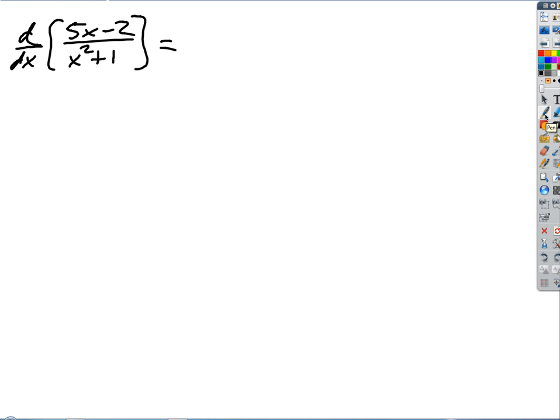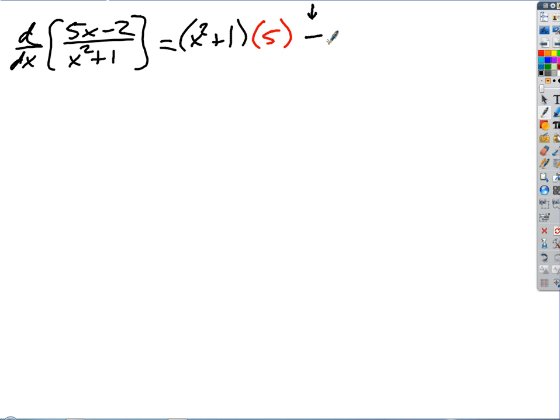Quotient rule: bottom times the derivative of the top. Good. So that's going to be what? Minus. Very good. Minus, that's important.